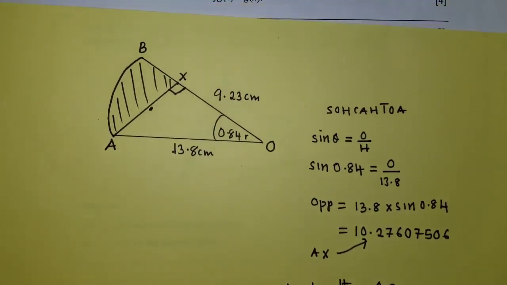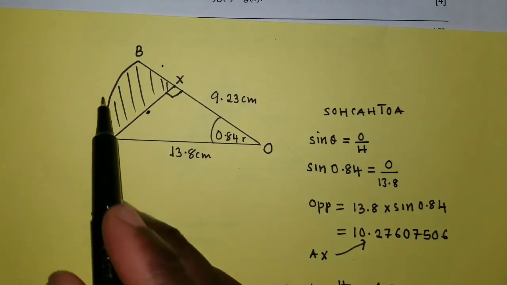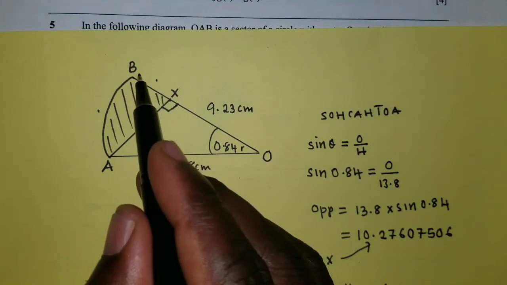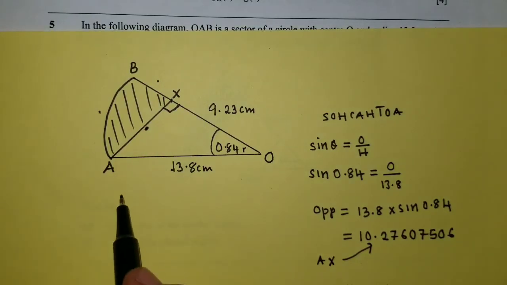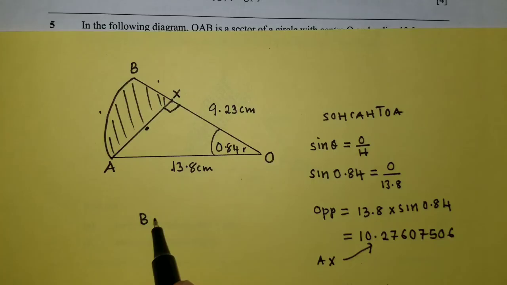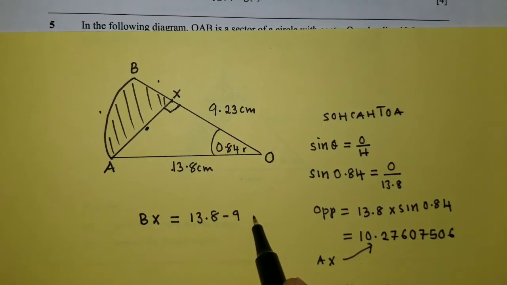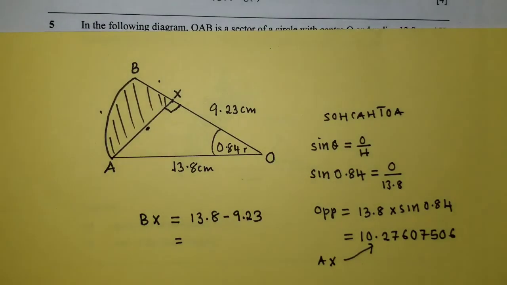Next, we find this side. We have already found this side, which is this. For this side, we just found it now, which is this one. Now we need to find this length or this distance, BX. So for BX, we just say 13.8 minus 9.23. 13.8 minus 9.23, this is giving us 4.57.